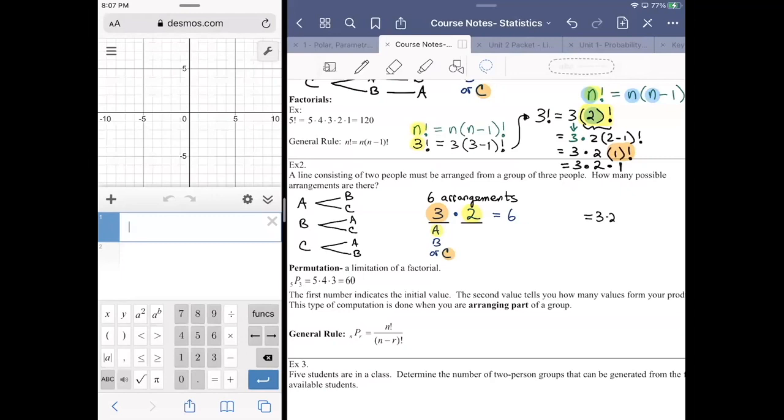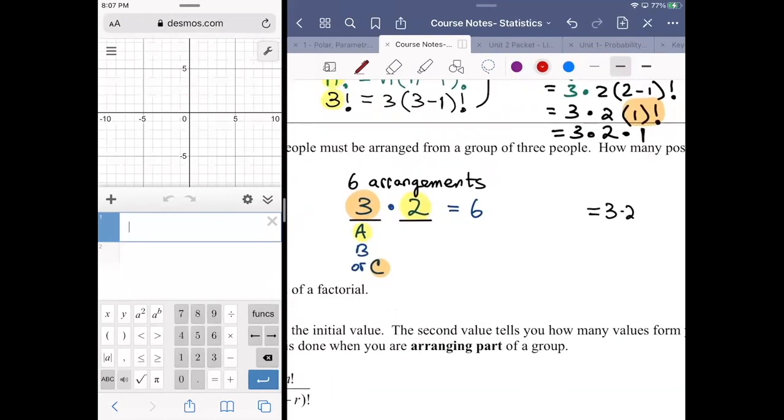Right? But the notation is kind of interesting. The way we would write it, so that's 6, instead of saying a factorial, we would write 3P2. Right? The P stands for permutation, so that part should be easy enough. But the 3 is the number of individuals available. So I'll say number available.